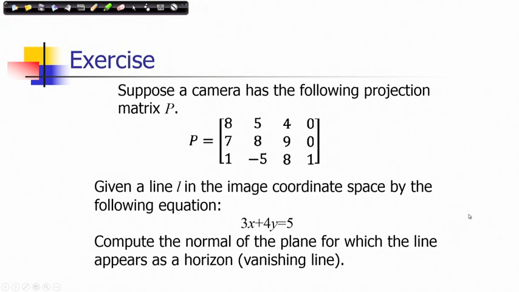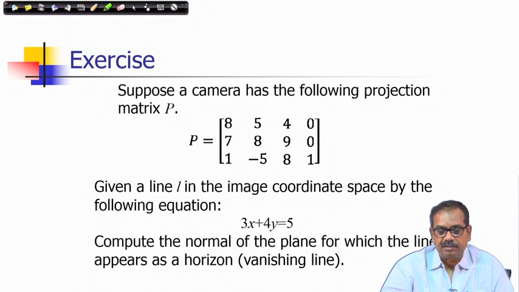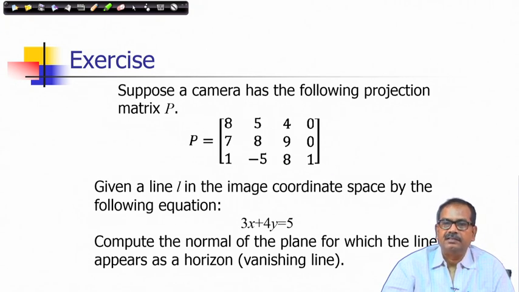So, let us again work out an exercise involving this particular computation. Suppose you have a camera which has the following projection matrix P, which is given here as you can see. And suppose you have a line in the image coordinate space given by the equation 3x plus 4y equal to 5. We have to compute the normal of the plane for which the line appears as a horizon.